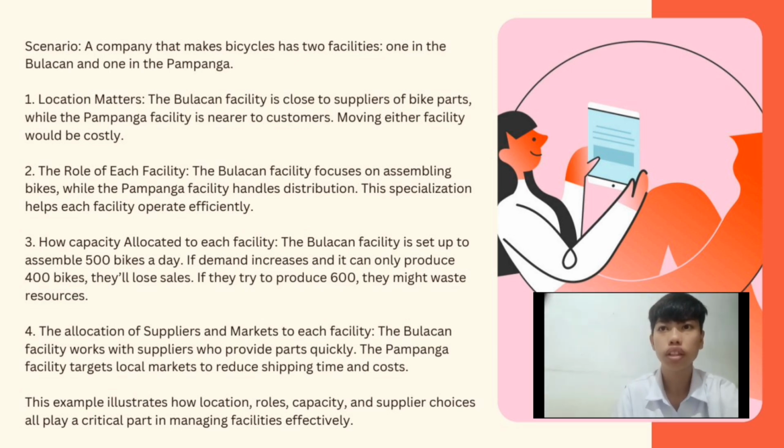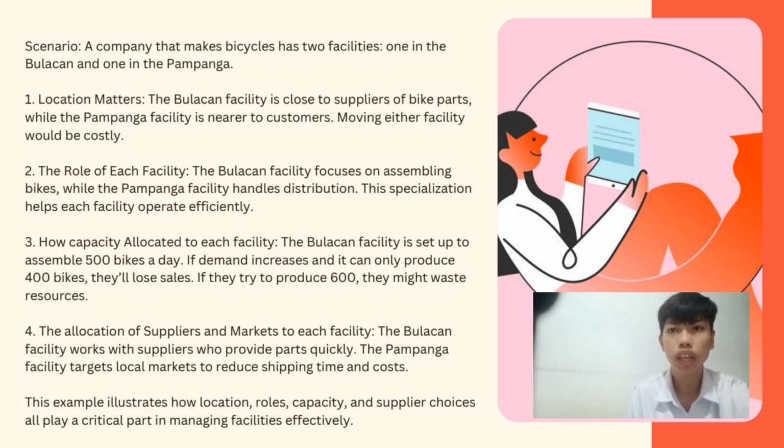1. Location matters. The Bulacan facility's proximity to suppliers allows for quick access to bike parts, enhancing production efficiency. The Pampanga facility is closer to customers, which minimizes shipping times and costs, improving customer satisfaction. 2. The role of each facility. The Bulacan facility focuses on assembling bikes while the Pampanga facility handles distribution. This specialization helps each facility operate efficiently.